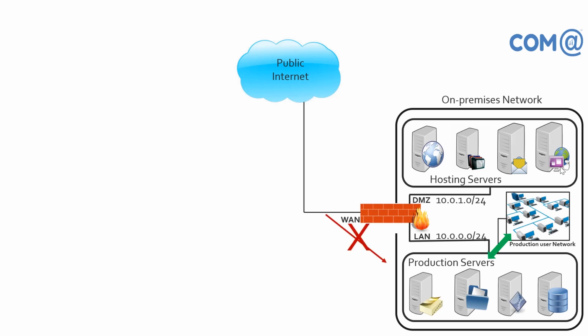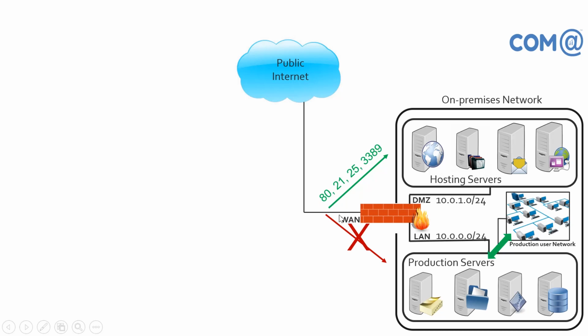But all the traffic from the internet to the LAN network is denied by default, and this allows you to protect your intranet resources from being directly exposed to the public internet. And also, since we have some hosting servers like the web server, FTP server, email server, and terminal server, these servers have to be accessed from the public internet.